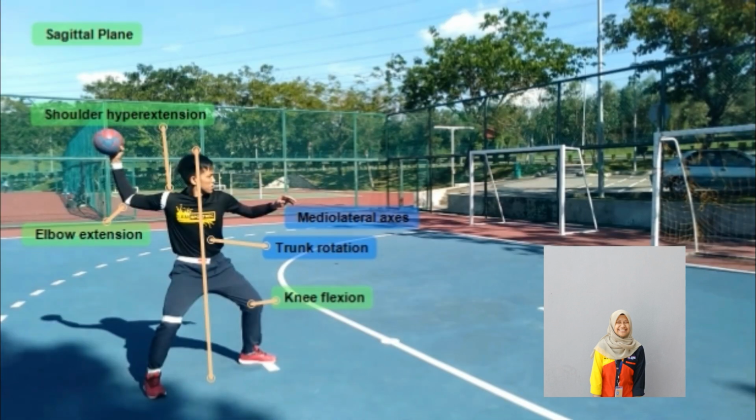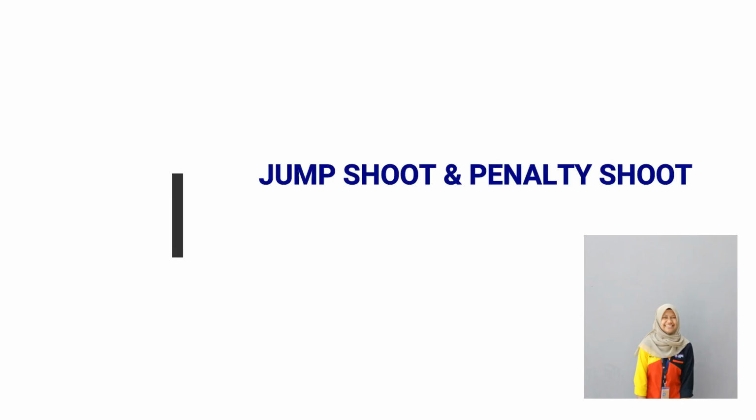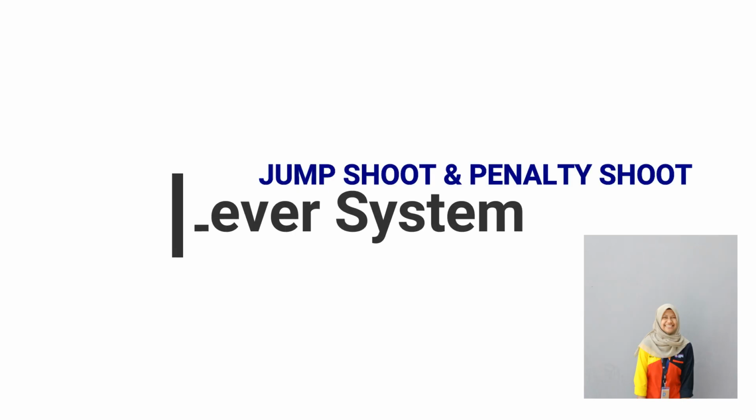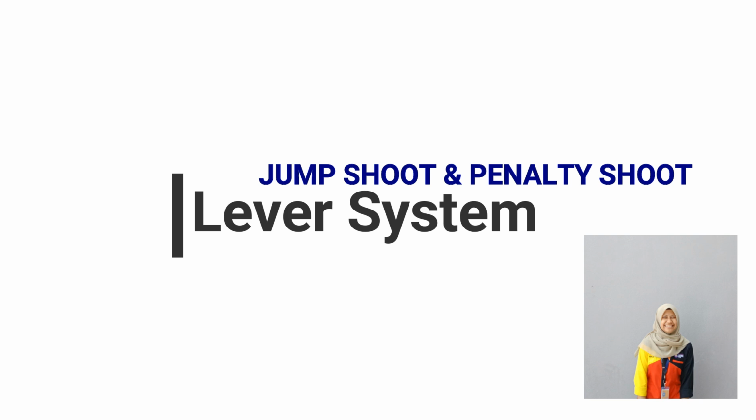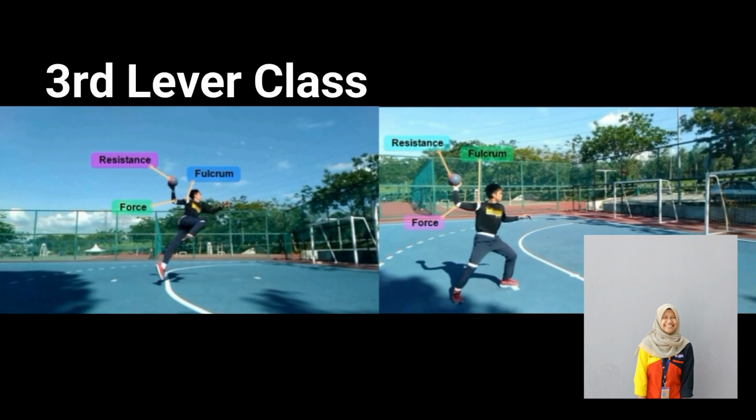From the sagittal plane, the movements involved are knee flexion, elbow extension, and shoulder hyperextension. Same as the jump shoot, it involves rotation of the trunk at the mediolateral axis. The lever system involved in handball shooting is a third class lever, where resistance and force are on the same side of the axis. The resistance arm is longer than the force arm. During shooting, the fulcrum is at the shoulder, the force at the elbow, and the resistance is the ball. Third class lever favors speed.